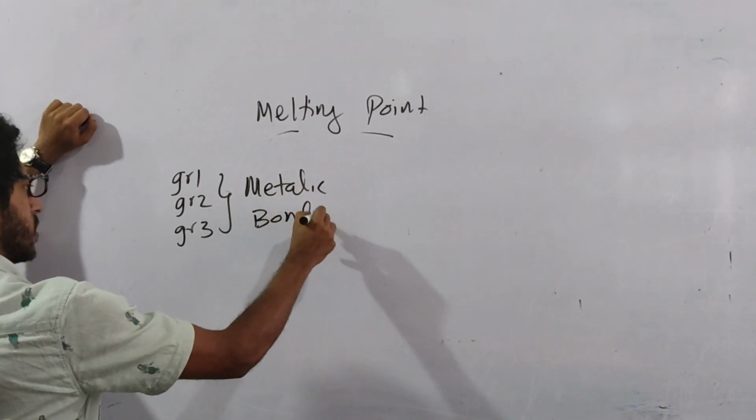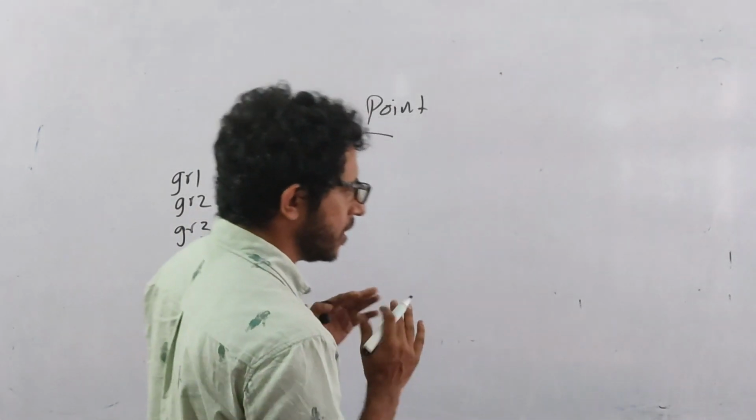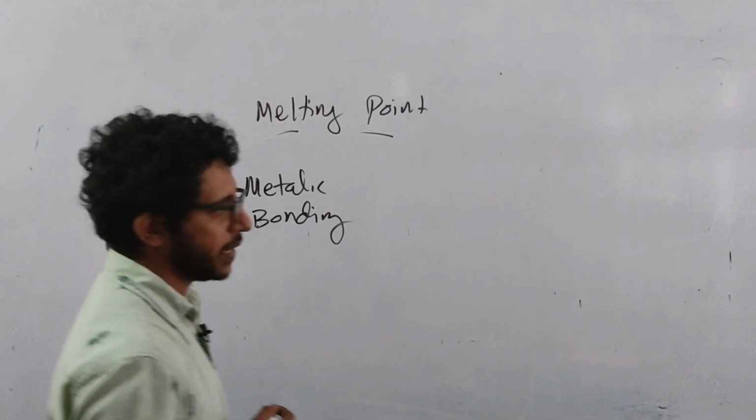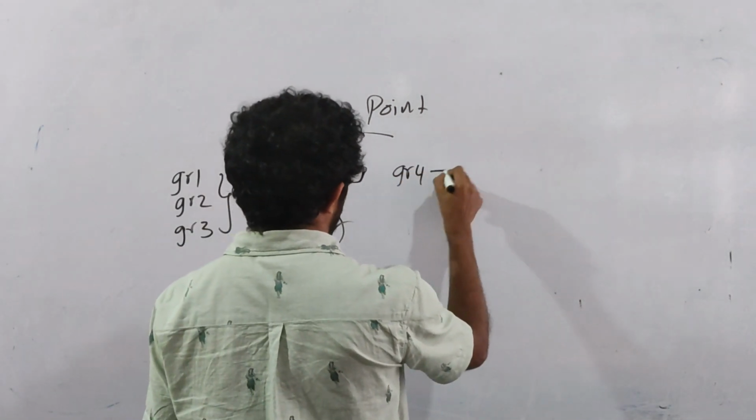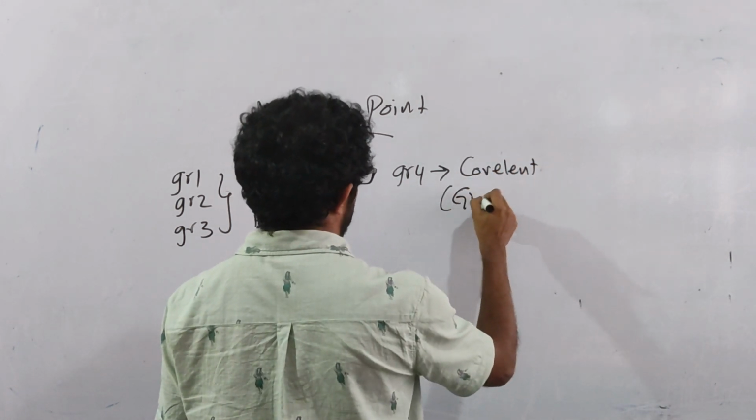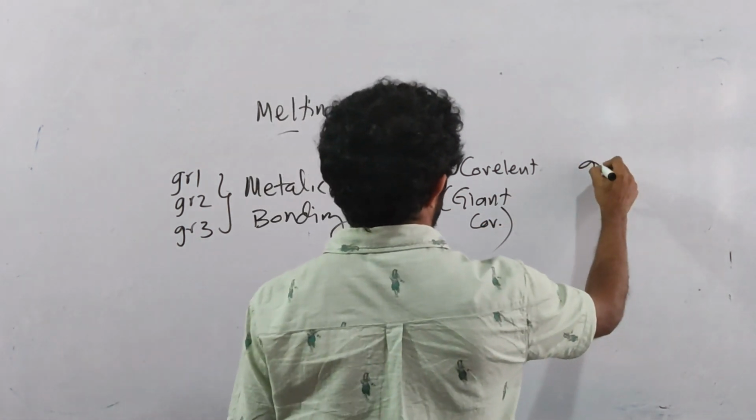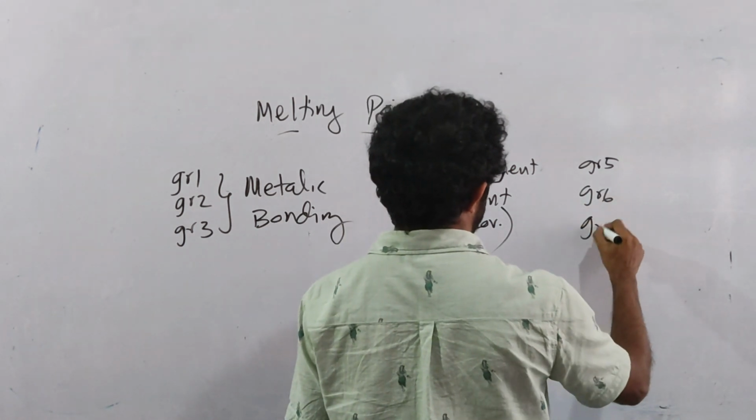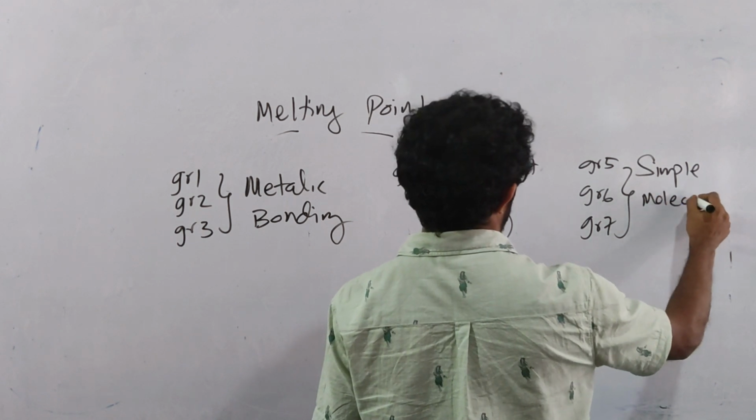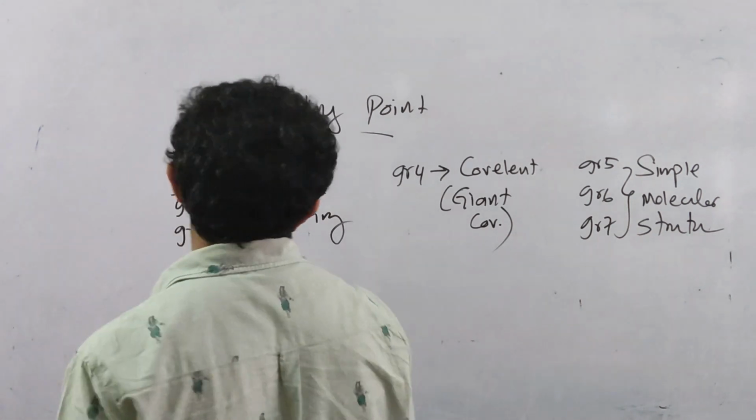We haven't discussed the bonding part yet; that comes in the third chapter. This is just the introduction for the third chapter as well. So group 1, group 2 and group 3 have metallic bonding. What about group 4? Group 4 has covalent bonding, but it's a giant covalent structure. What about group 5, group 6 and group 7? They have simple molecular structures.